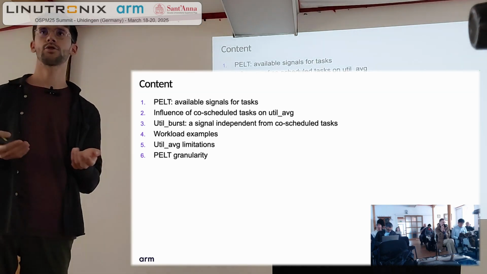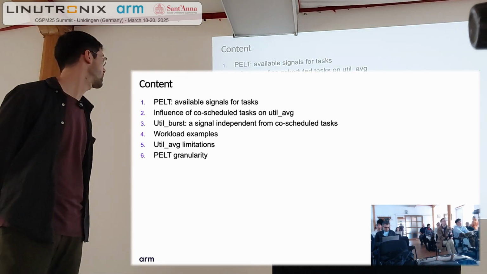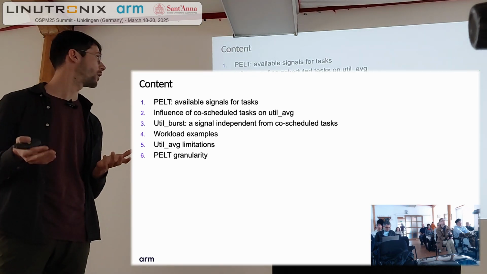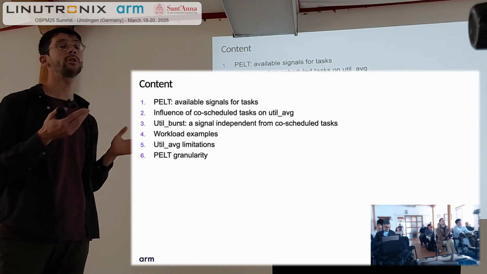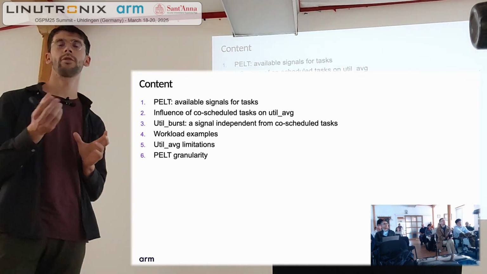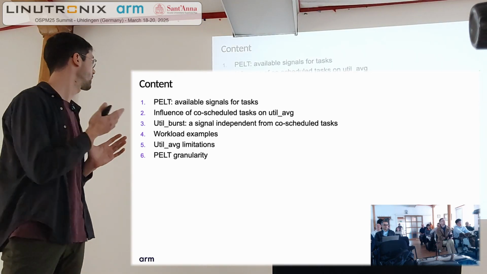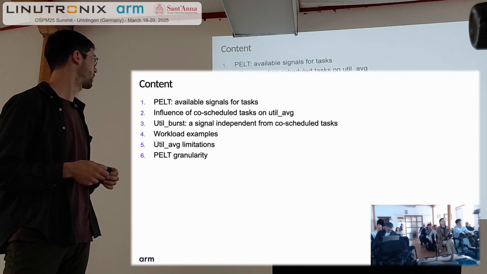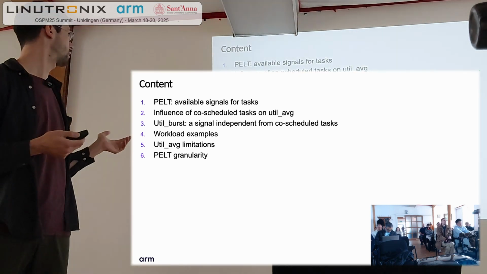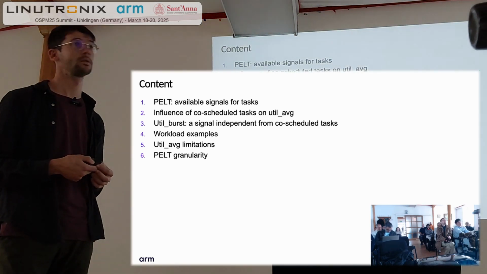I assume that it has been presented many times before, but I need to go through this again, I guess. Then the influence of co-scheduled tasks on the utilization average of one task. Then I'm going to present some kind of new signal to take this into account, to remove the influence of co-scheduled tasks on the utilization of one task. And I'm going to give some workload examples, talk briefly about the limitation of the utilization average value, and present a smaller topic, the PELT granularity.